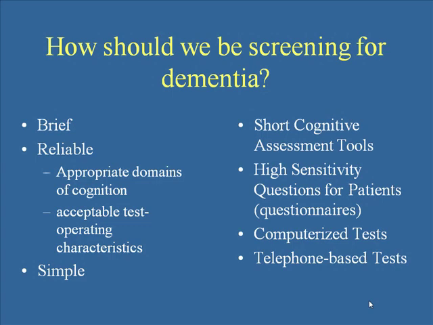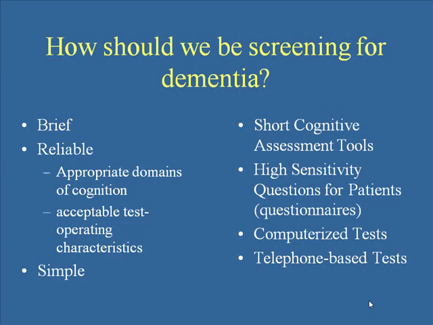So if you're like me and you've reached the conclusion that there are certainly subgroups and circumstances where a routine or screening assessment for dementia would be of value, then it begs the question, well, how should we do it? And I think that these would be the characteristics that we would be looking for in an ideal screening tool for dementia.